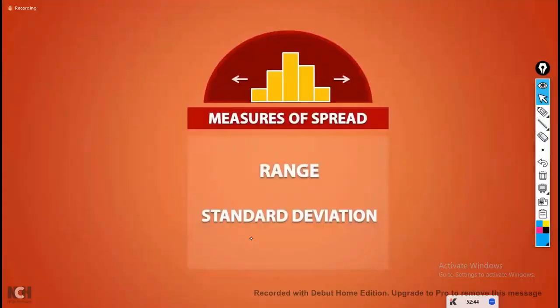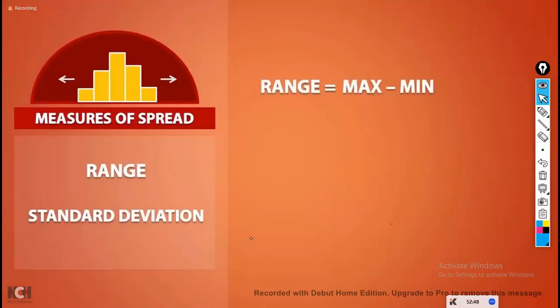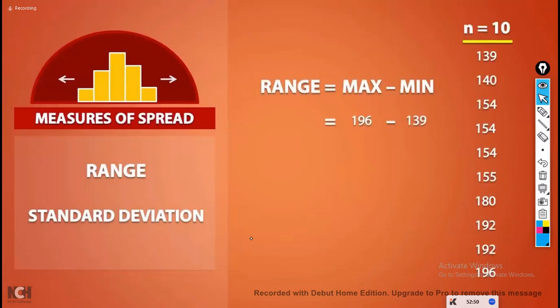Next, measures of dispersion. Now, what is meant by measures of dispersion? Range. Range is nothing but your maximum value minus minimum value. For the given data set, the maximum value is 196 and the minimum value is 139. Yesterday, I explained for a different data set. Whatever data set we get, we can select from it. It is not fixed that every time we have to take this one only, right? So for this data set, this is the maximum value and this is the minimum value. Maximum minus minimum gives you the range.